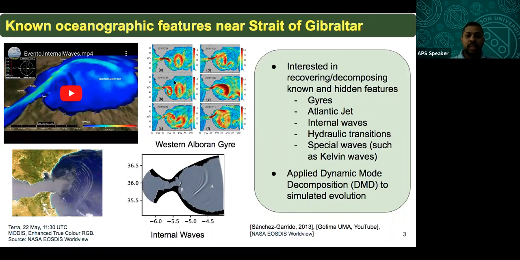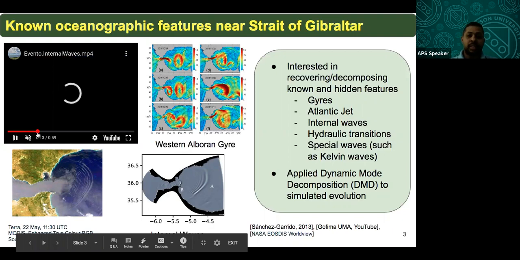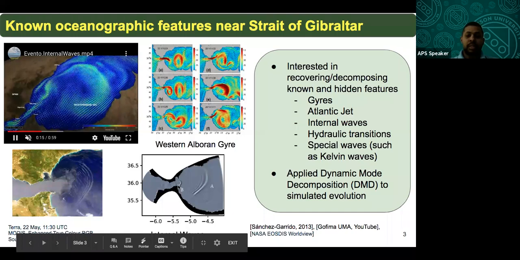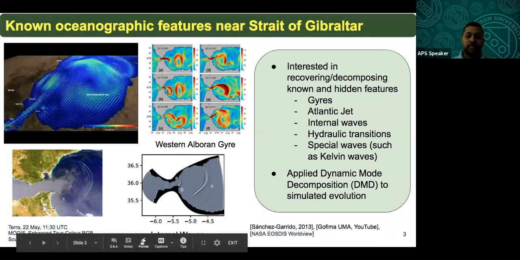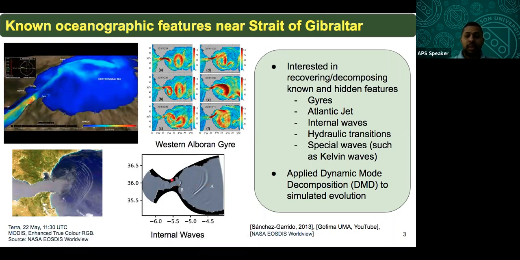We are interested in the Western Alboran gyre and some internal wave patterns. This is a satellite image of such a wave pattern, and this figure shows the propagation of that wave train. We want to recover or decompose those features from the given data set, and to deal with that, we are using the DMD algorithm. We are applying the DMD algorithm to the data set, and we want to decompose or isolate those features.